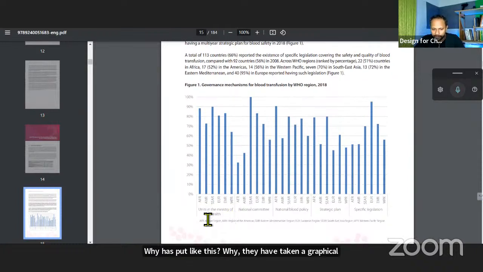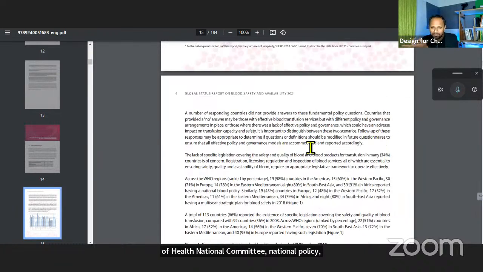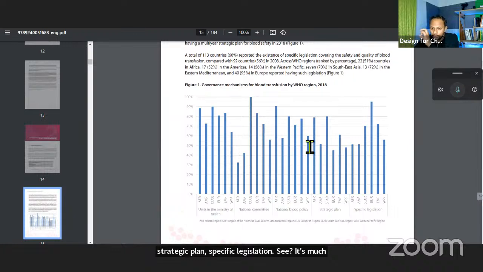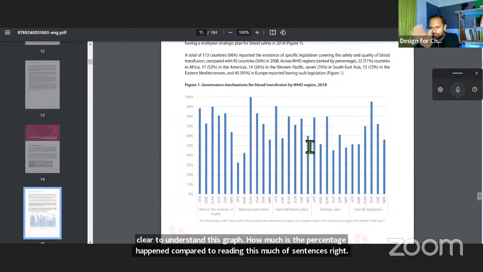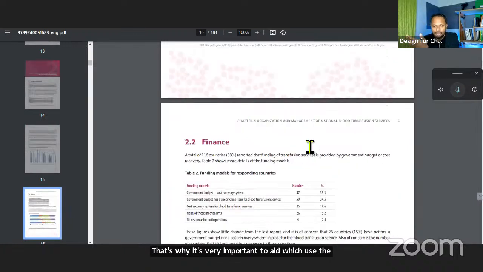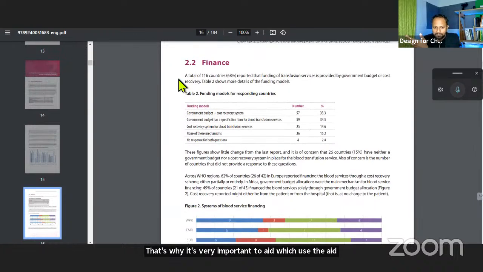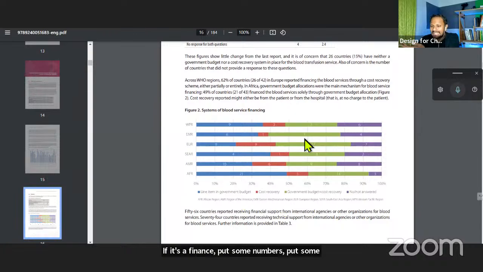Because it is very clear to understand units of Ministry of Health, National Committee, National Policy, Strategic Plan, Specific Legislation. See, it's much clearer to understand this graph, how much the percentage is, compared to reading this many sentences, right? That's why it's very important to use visuals, illustrations, graphs, pictures to convey your information very clearly. If it's finance, put some numbers, some percentages, some stats, some line diagram like this.